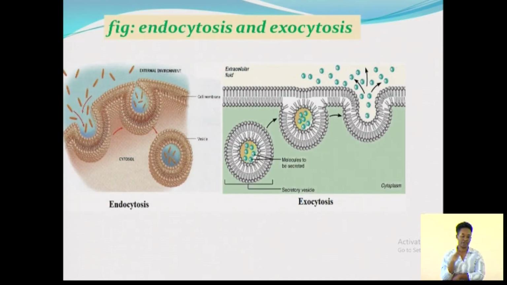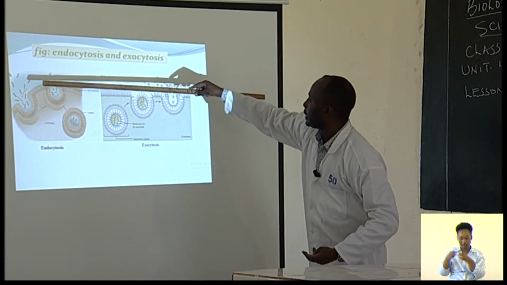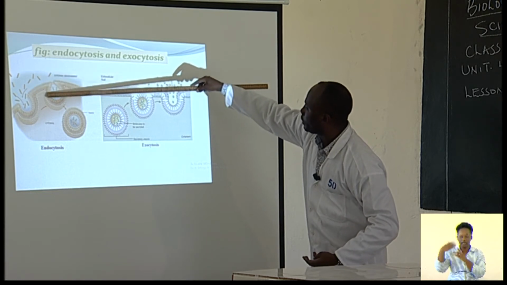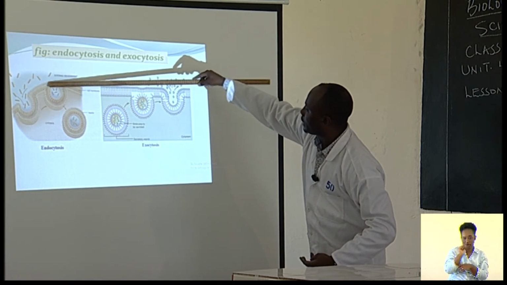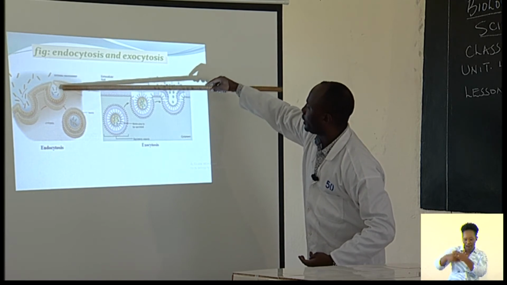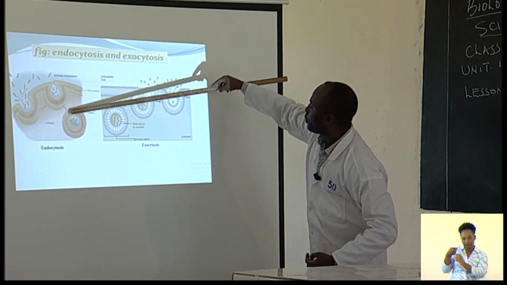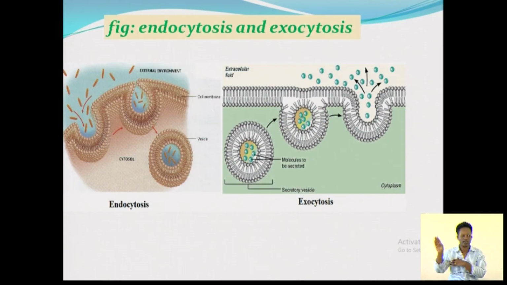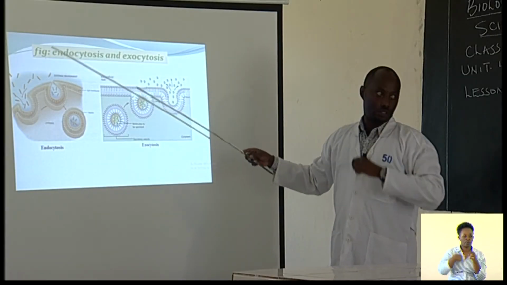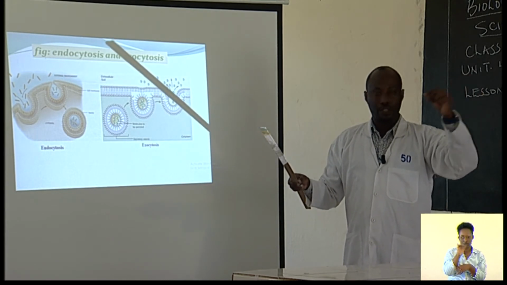Let's go to the diagram of endocytosis. Simply summarizing the diagram of endocytosis. This is endocytosis. We have some substances which are outside. The membrane is going to be folding. You can see the membrane folds around the substances, and after folding, they are going to be taken from outside to inside. That one summarizes endocytosis, taking substances from outside to inside.